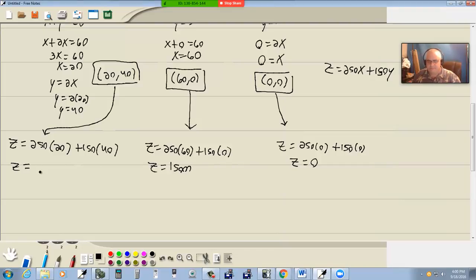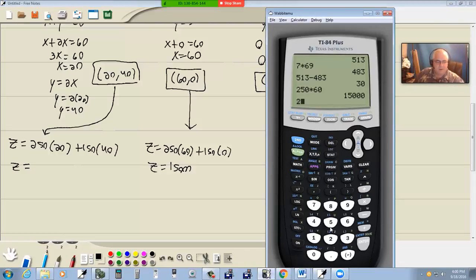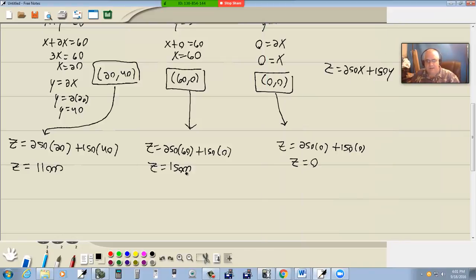Let's see what this one gives us. So 250 times 20 plus 150 times 40. That gives us 11,000. Now they asked us to maximize, so this is our maximum value at this point. And that's how you'd solve a linear programming problem. And that's actually the last section. So I'll go ahead and stop the recording and then answer any questions you have.